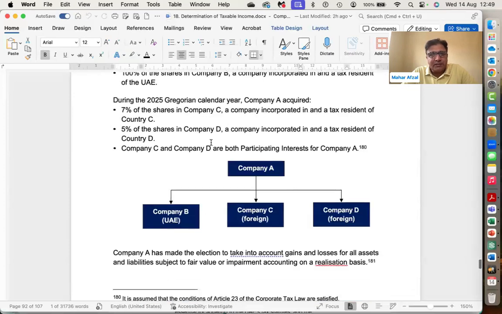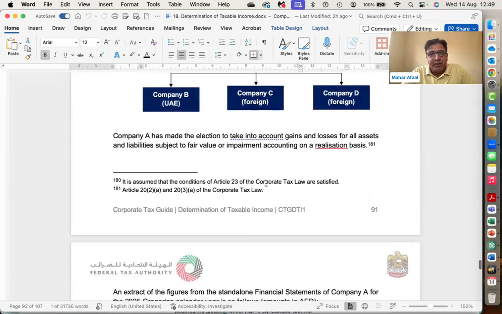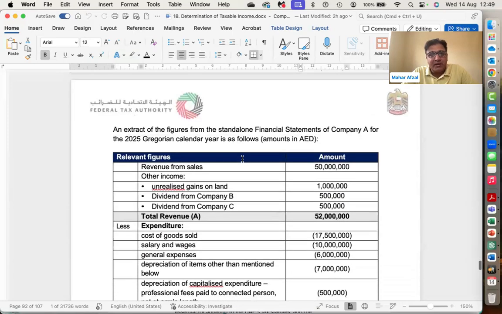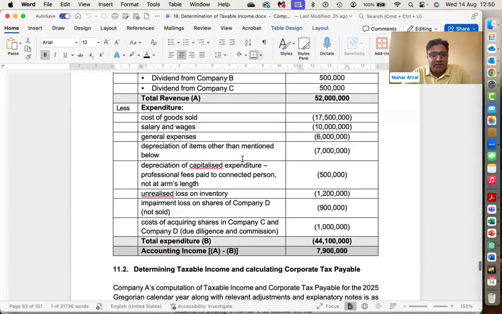Unrealized gains and losses. Company A owns B, C, and D. B is 100%, this is their subsidiary. C and D fall under the participation exemption. They have opted for the realization basis, as given here. We need to make the adjustment because the financials have been prepared on accrual basis. They need to follow the realization basis, and we need to make the adjustment.